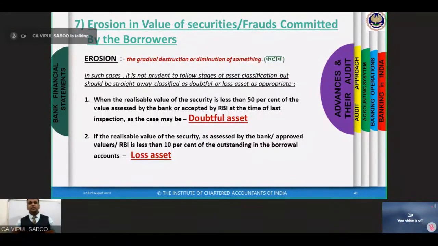The bank assessed the value of the security as 1 crore. But now at present the value of the security is somewhere around 40 lakhs. It has fallen below 50%. Classify it as doubtful. If the value falls below 10%, classify it as loss. From 10 to 50, it is classified as doubtful. If it falls below 10%, classify it as loss, because the security is of nuts to us. It is peanuts in front of the loan.